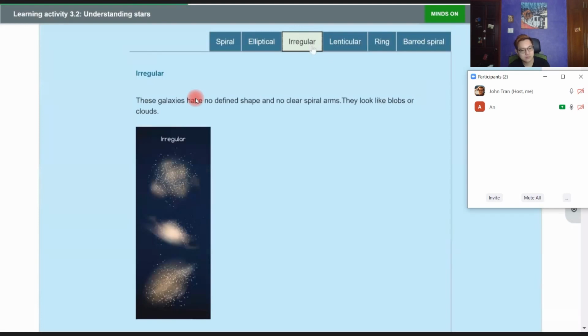Irregular. These galaxies have no defined shape and no clear spiral arm. They look like blobs or clouds. It's just basically an irregular shape. They're just an unknown shape. You don't know exactly what their shape looks like. No clear spiral arm, no clear structure, just blobs or clouds.